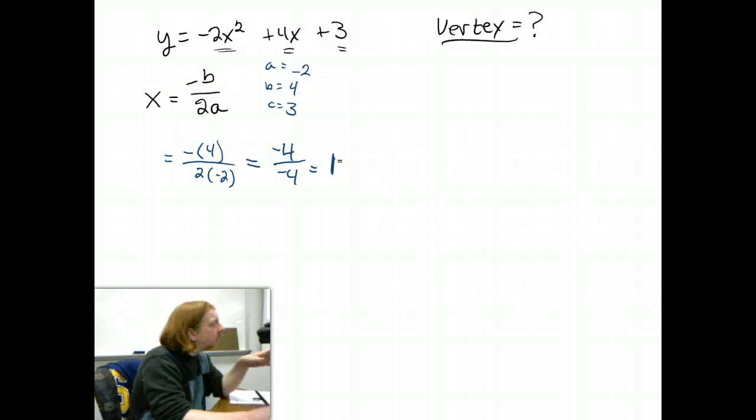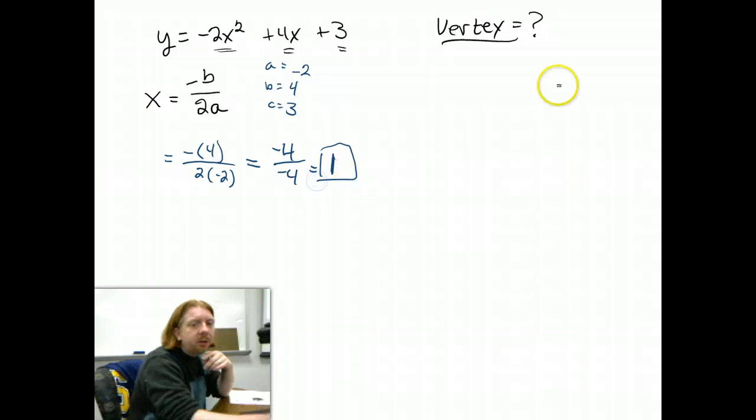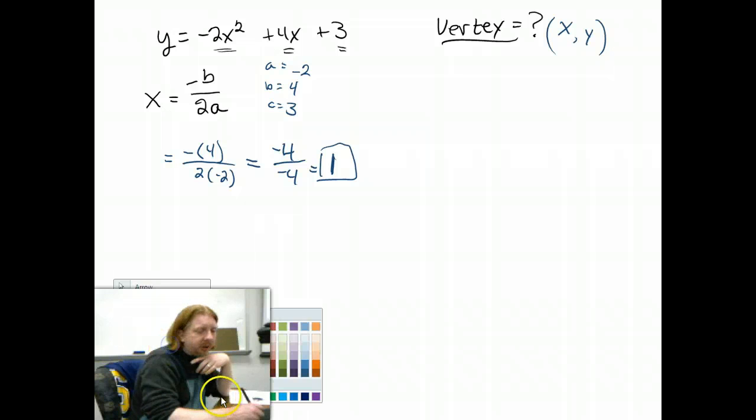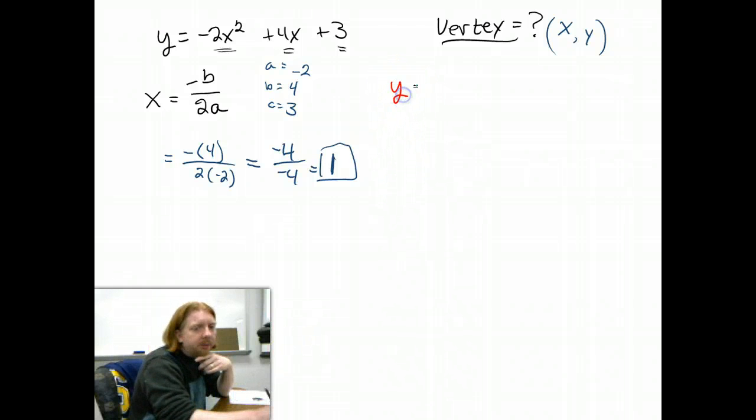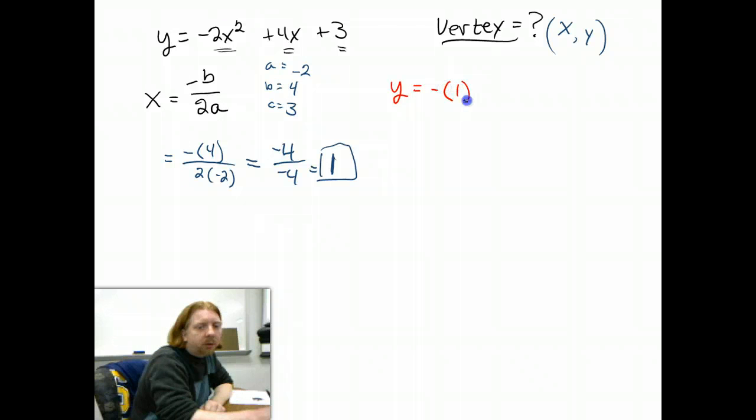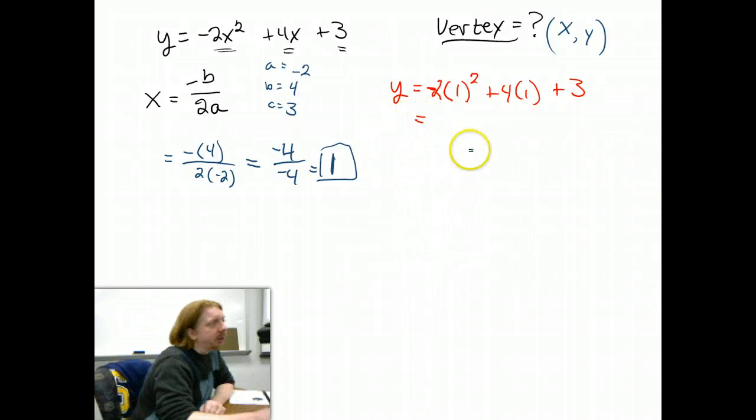Now, temptation will be, if I were to give a pop quiz later or maybe one on Thursday, if I say, what's the vertex? There's a temptation to say, oh, yep, I got my 1, I'm finished. Remember, the vertex is an ordered pair. So I need to get my y. Now, the good news is I have a formula that tells me y for any given x. Y is equal to negative 2x squared plus 4x plus 3. So negative 2 times 1 squared plus 4 times 1, no, plus 3. What's that? This will tell me the y of the vertex.